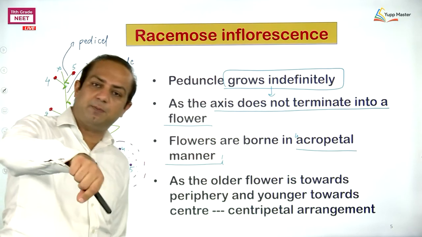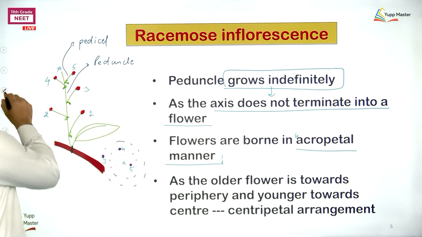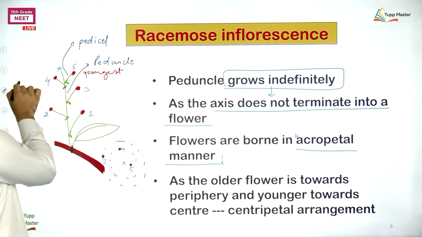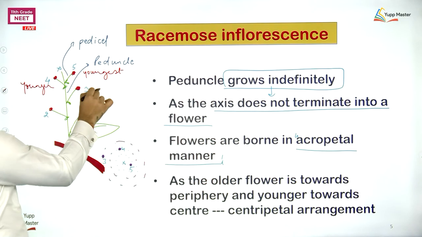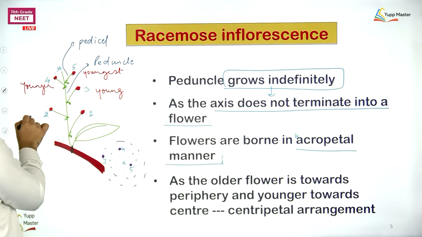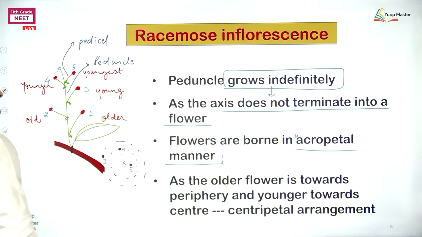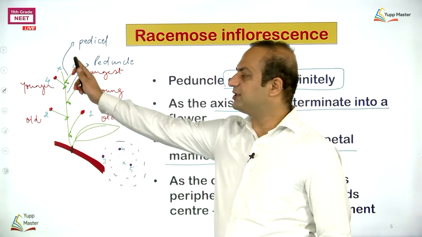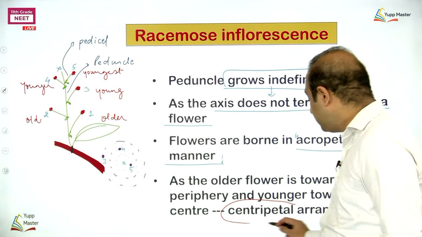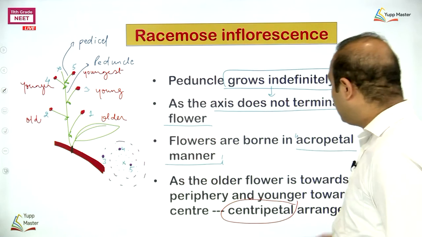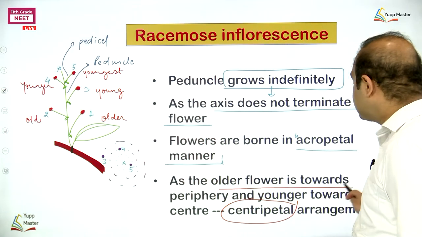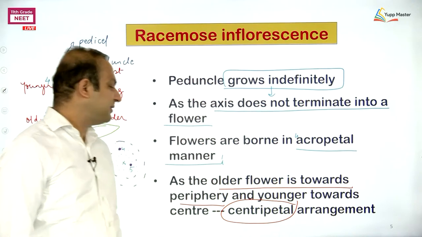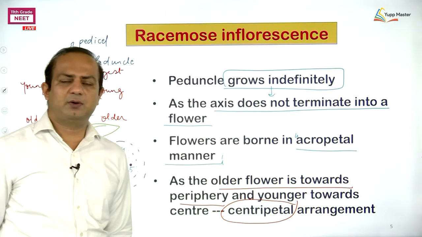Acropetal manner can be stated as centripetal as well. You can write it like this. If fifth is considered to be youngest, fourth is called younger, third is young, then number 2 is old, and 1 is much older. Getting my point? So here I am saying the acropetal means the succession is younger towards the apex, or another word is centripetal, which I told you in the form of circles. What it means is the older flower is towards the periphery, and the younger is towards the apex. That arrangement is centripetal. You must have heard about this word in physics as well.